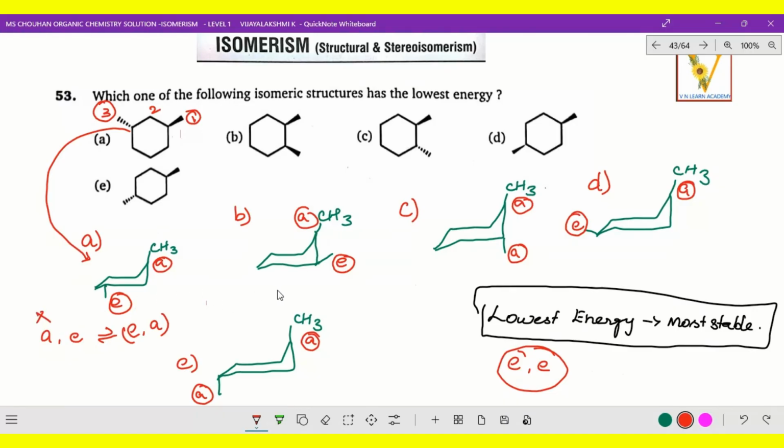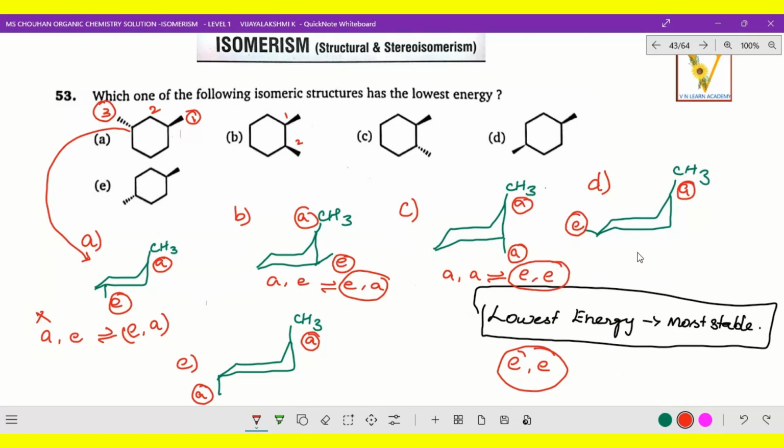Now the second one, A and E, that means one here, one here. So both the side A and E it is there. Now here E and A, so this also will not be stable. Third one, see, both the side A, A and A is there. When it is turning, that E and E, yes, it is stable.